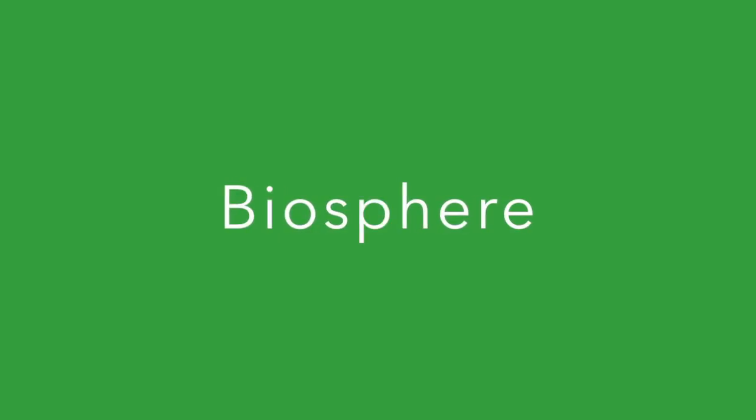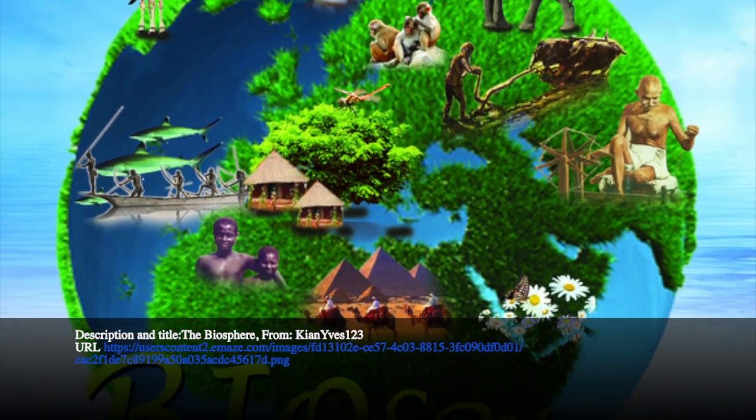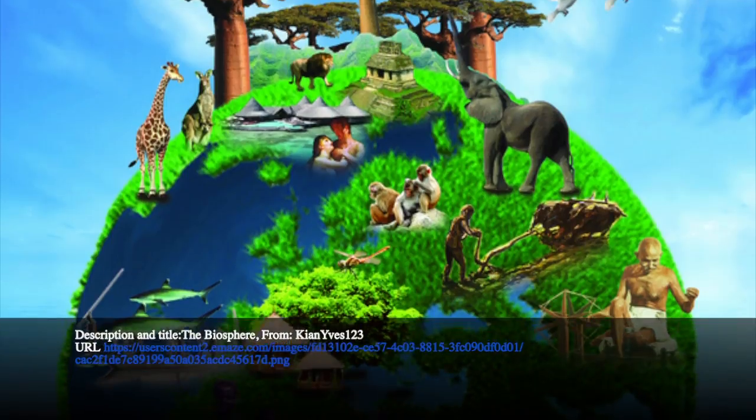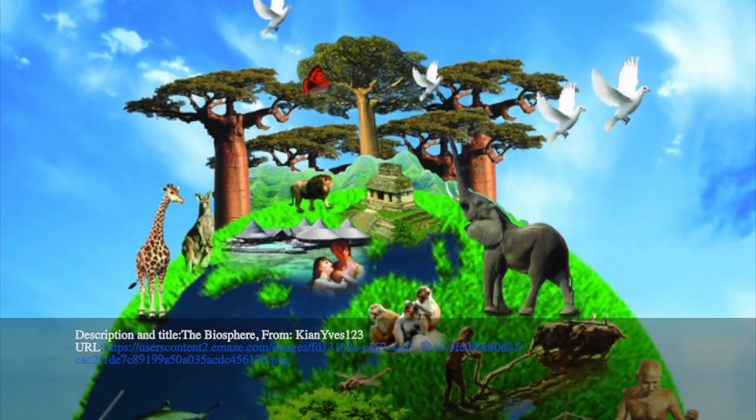And now I'll be talking about the other sphere, which is biosphere. Biosphere consists of all living organisms. This means that all parts of the Earth that support life is the biosphere.